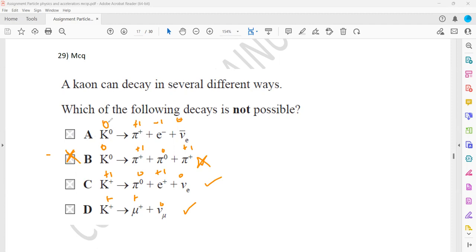So first we start with charge. Then we check the baryon number, then the lepton number. And in case some decays or interactions involve strange particles, we check the strangeness number. For every strange particle it is plus 1 and for anti-strange it is minus 1.